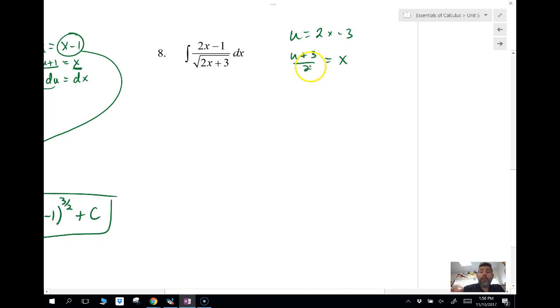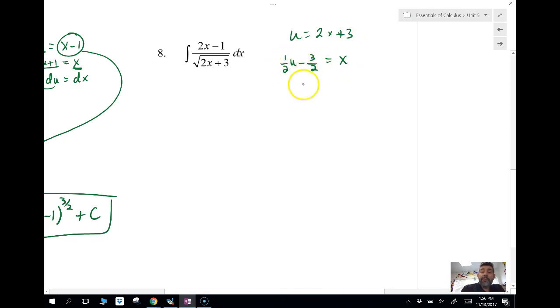And that's going to give me, let me split this guy up here, 1/2 u plus 3/2. Oops, that was a plus. Ooh, I nearly messed the whole thing up. Minus 3/2. Okay, then I'm going to take the derivative.